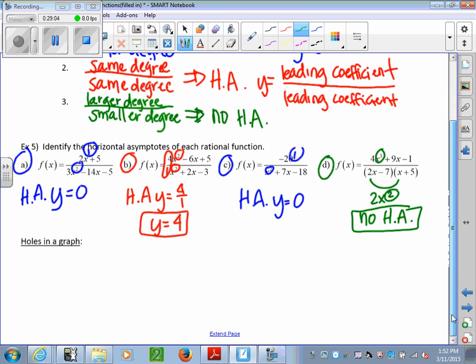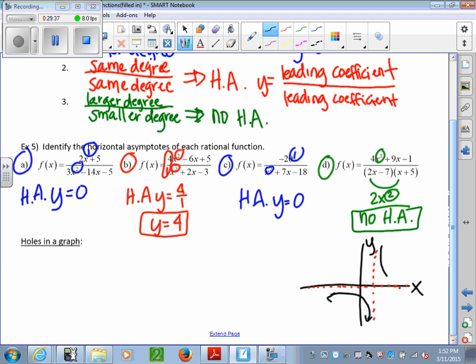Okay, last thing we're going to talk about: holes in graphs. Holes in graphs, what they are. Sometimes you have graphs that look like this. Let's just pretend we have a vertical asymptote at x equals 1 or something, and say we have a horizontal asymptote on the x-axis at y equals 0. Then say I have a graph that looks like this, and a graph that looks like this, but then right here, say this is at x equals 5, there's a hole.